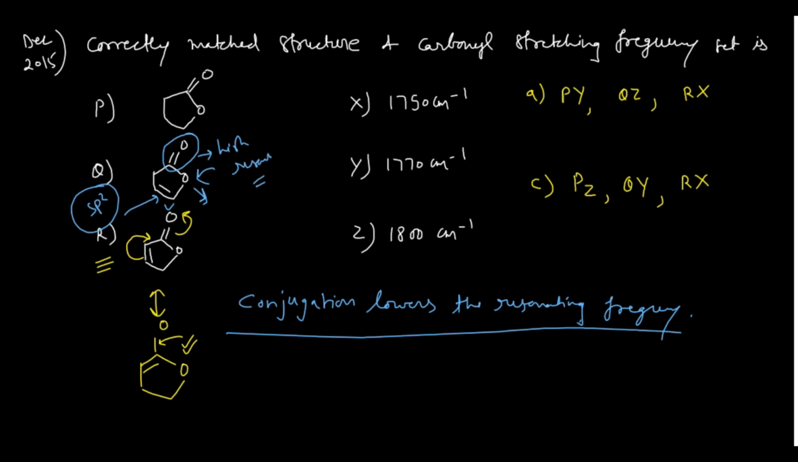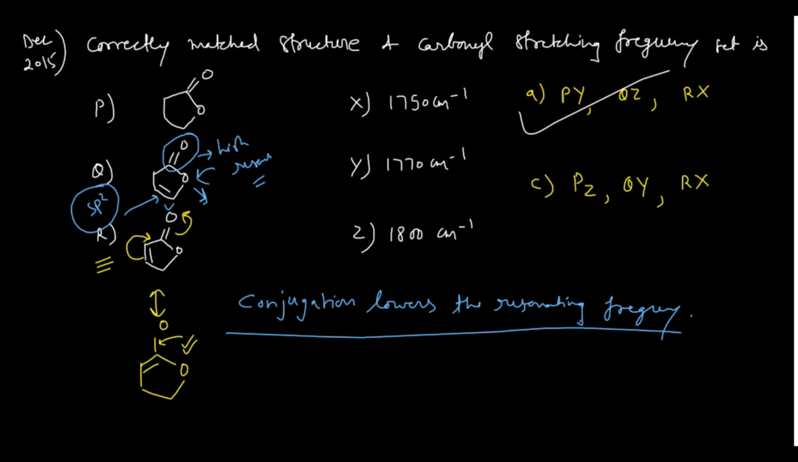That means this Q must correspond to the 1800. Sorry, Q must correspond to the 1800. So check the options where this Q is corresponding to the Z, which is 1800. So Q is corresponding to the Z. With this assignment you can blindly mark option A as the correct option. So this is how you can solve this particular problem. It is based on the electronegativity, it is based on the conjugation, all these things are there.